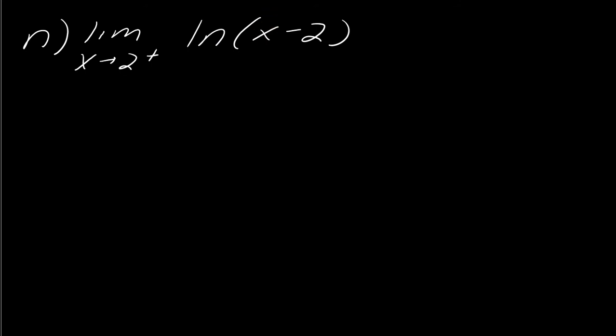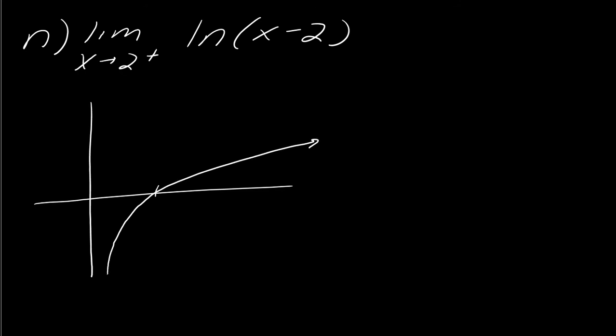So if you know the graph of the natural log, let's just quickly sketch something. This is just the graph of the natural log of x, but this will help us answer our question. The closer your natural log function's input gets to 0, the more your function goes to negative infinity. So that's really the answer here. In this function, the closer we get to 2, the closer x minus 2 is going to get to 0. So this whole value is going to go to negative infinity.